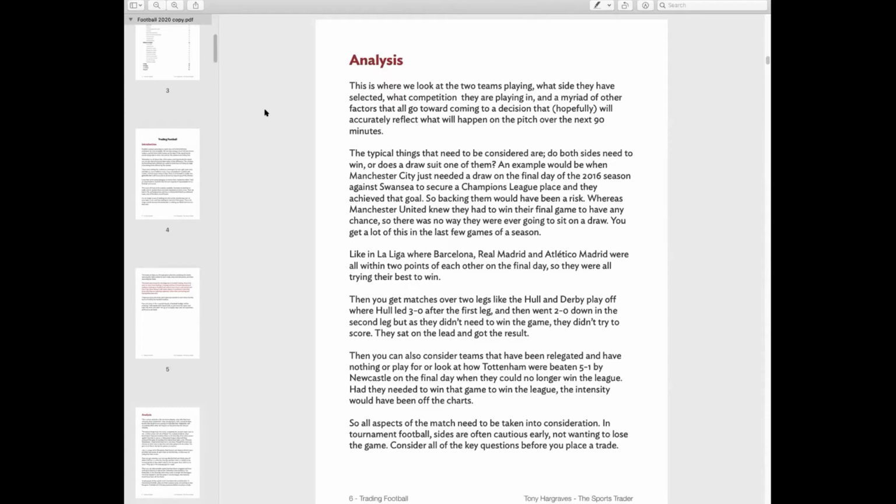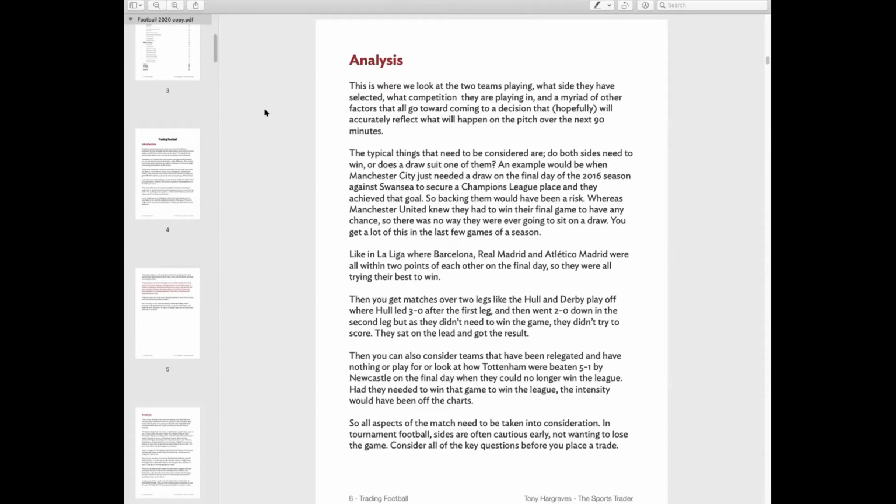So you've got an example in the book of when Man City just needed a draw on the final day of 2016 against Swansea to secure a Champions League place. And that's what they got, they just got the draw. So Buckingham would have been a risk. They didn't have to win.